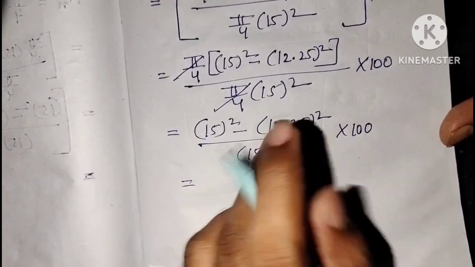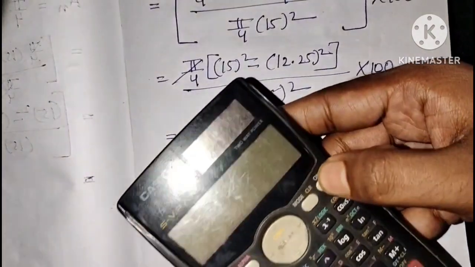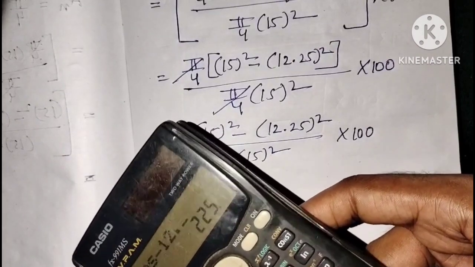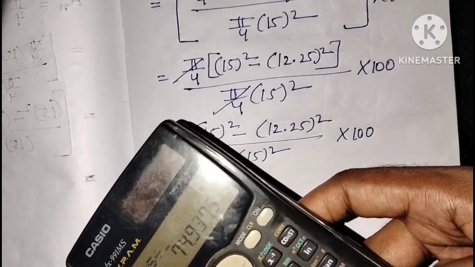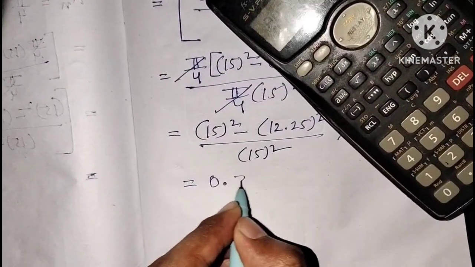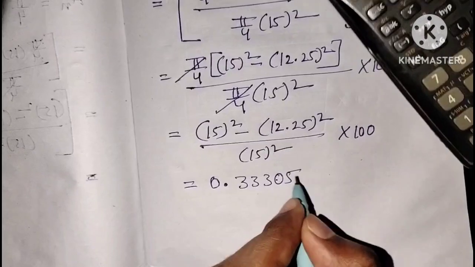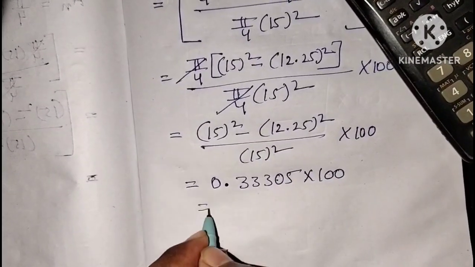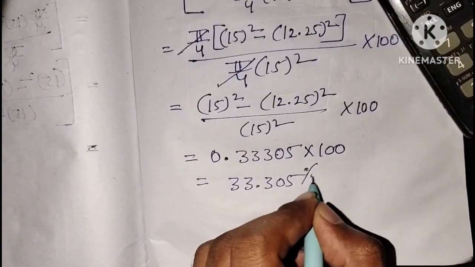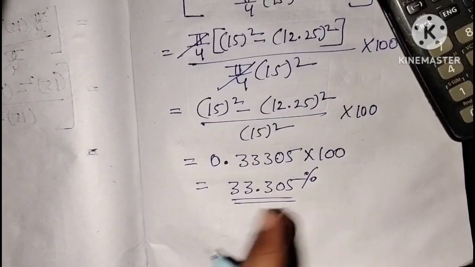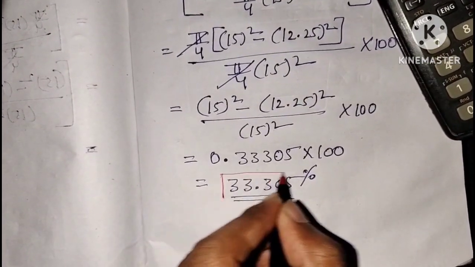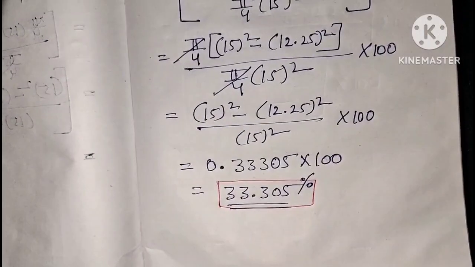So let us calculate this value. 15 square minus 12.25 square by 15 square gives 0.33305. Into 100, you will get 33.305 percentage, approximately 33.3%. This is the percentage of reduction in area.